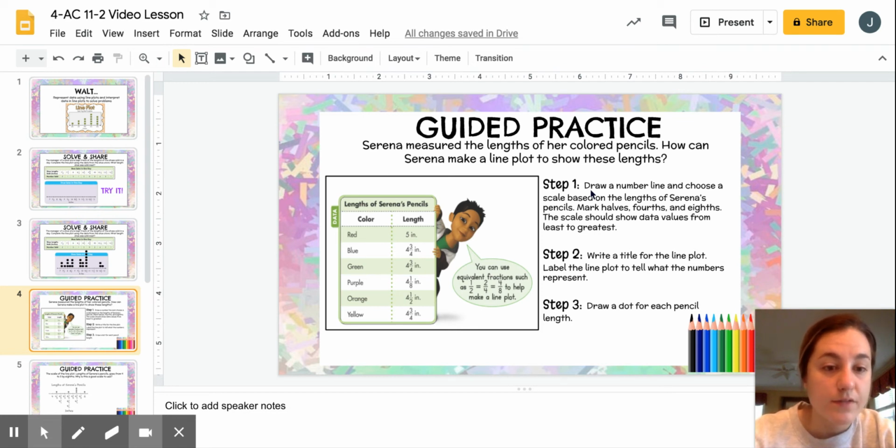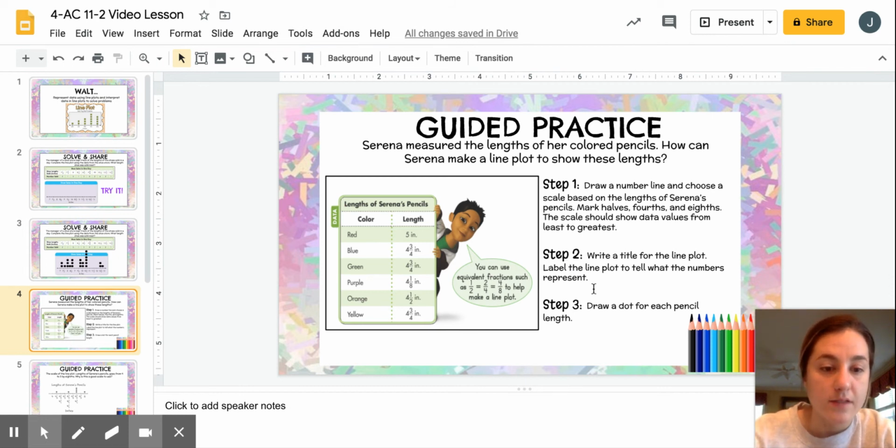Mark halves, fourths, and eighths. The scale should show data values from least to greatest. Remember, all the way from the left, we show the smallest, and we get bigger as we go to the right. Step 2, write a title for the line plot.